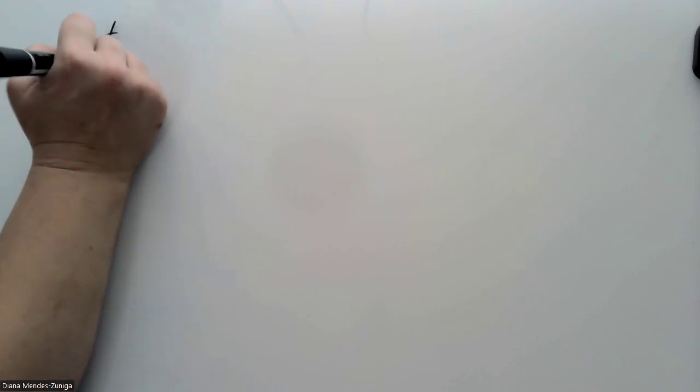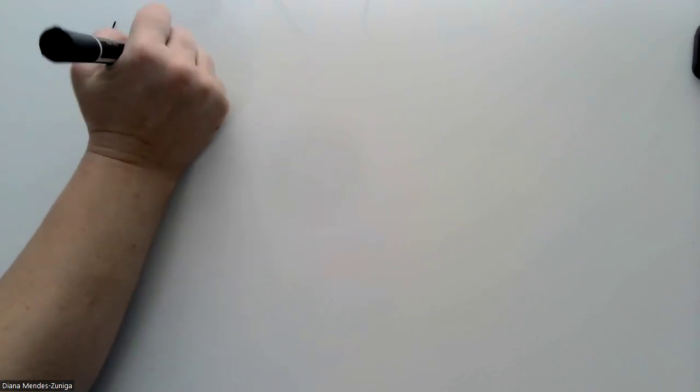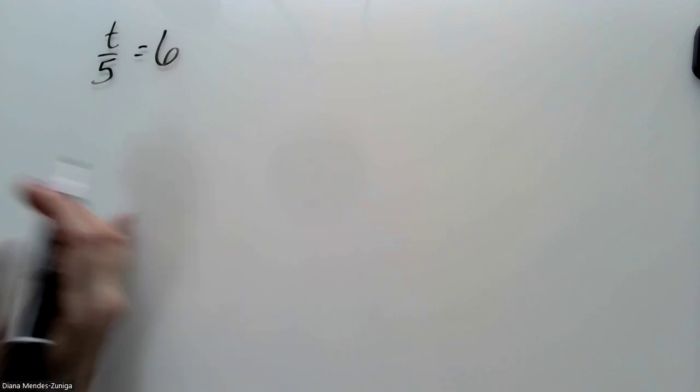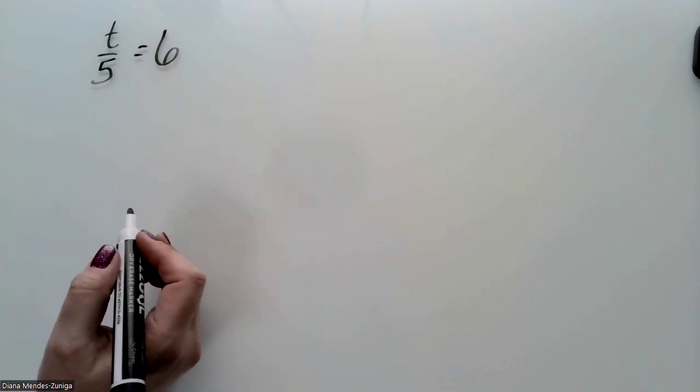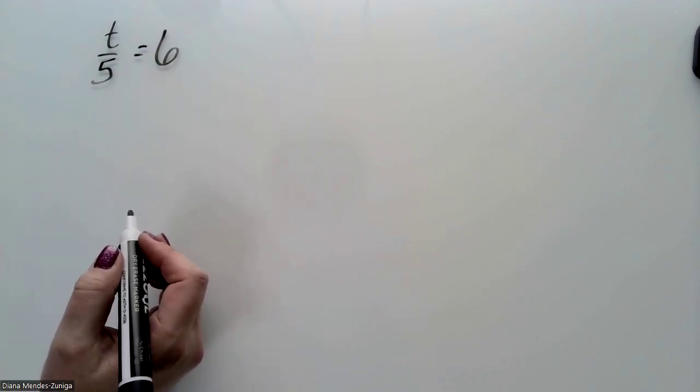Hi there. So we are going to talk about solving one-step equations with division problems. An example of this would be t over 5 equals 6, and we are solving for t. We want to know what is t. Okay, so we should have an answer that says t equals something.